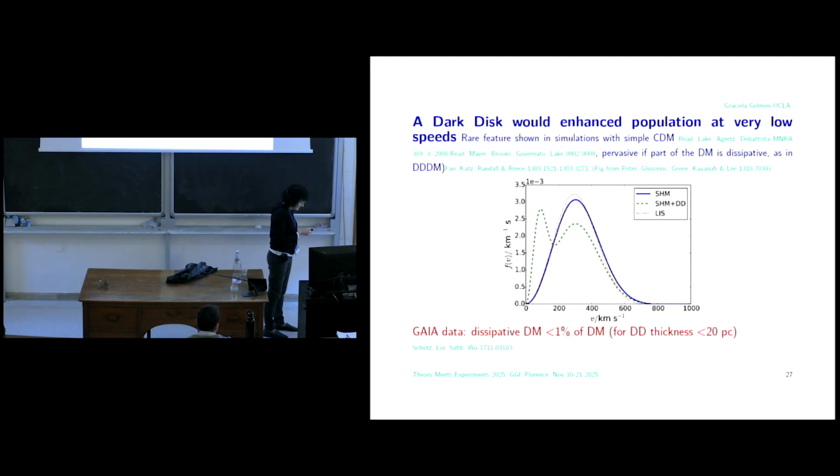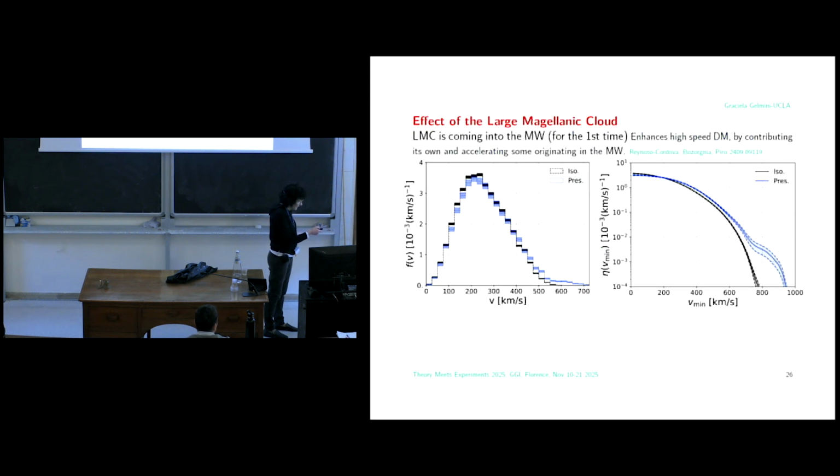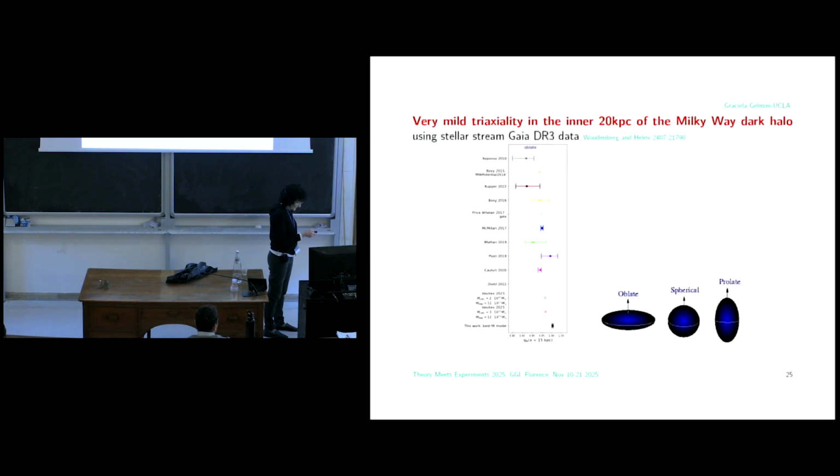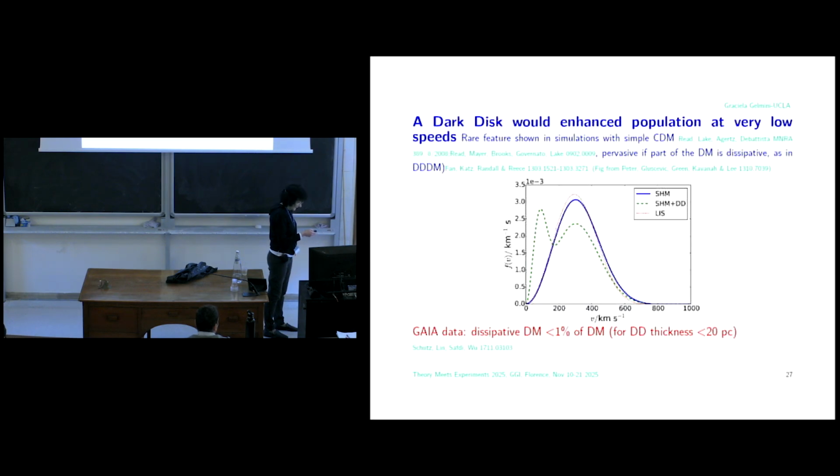A dark disk, and this would be a very prominent dark disk. So I just showed you that the LMC changes this tail, the high velocity tail. A dark disk would actually enhance the lower end, but this is really quite pronounced. And this would... you remember dissipative dark matter?